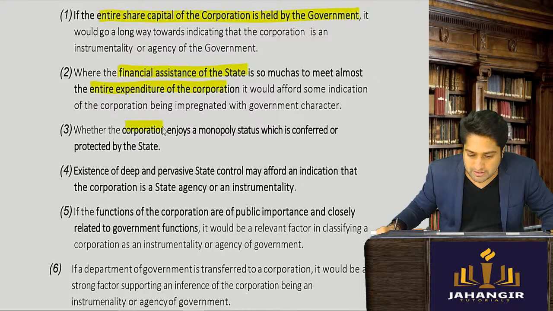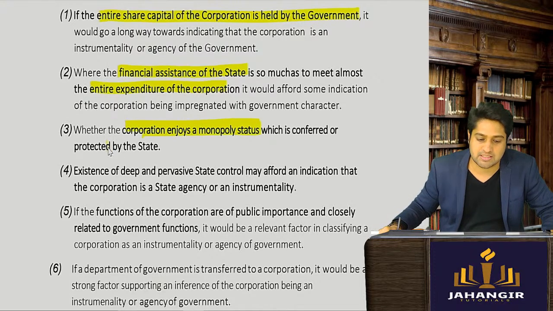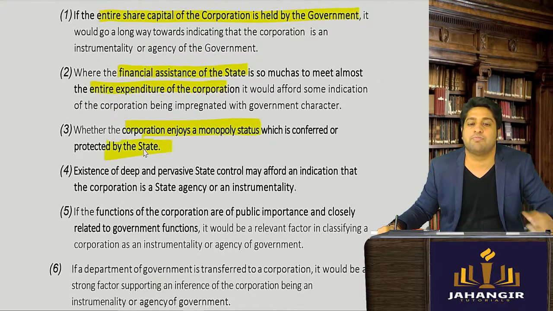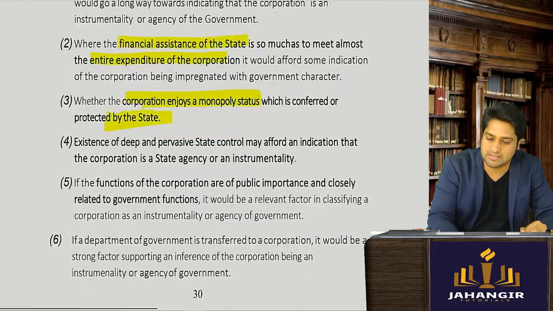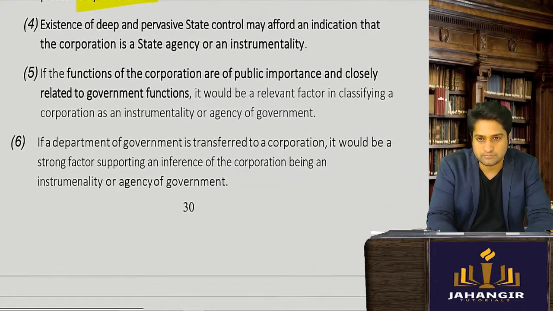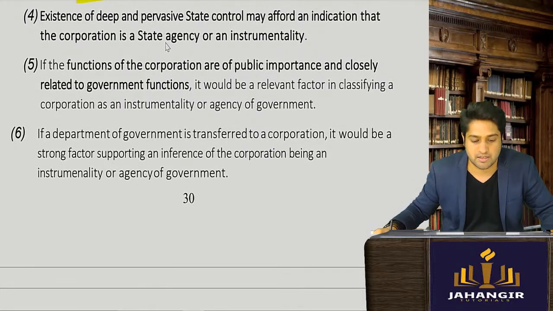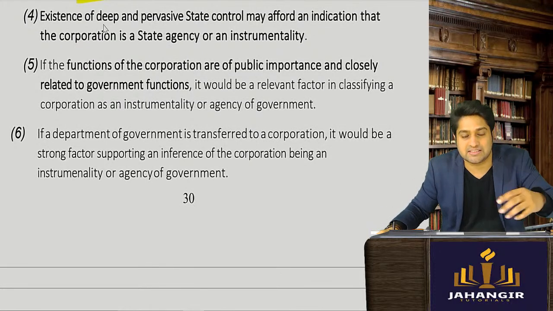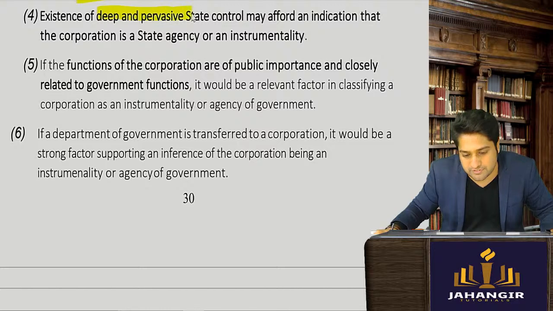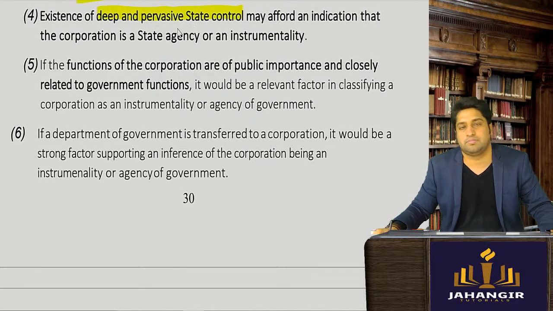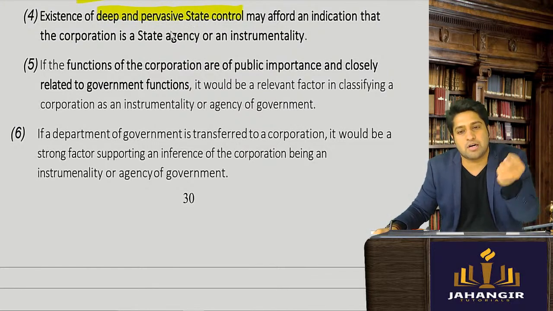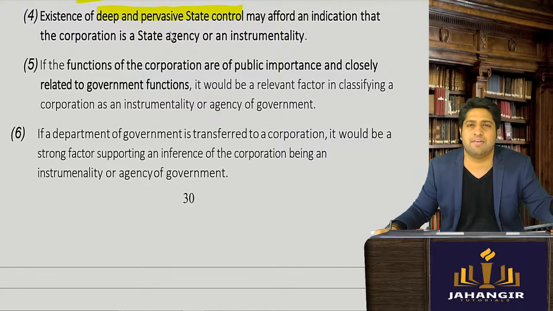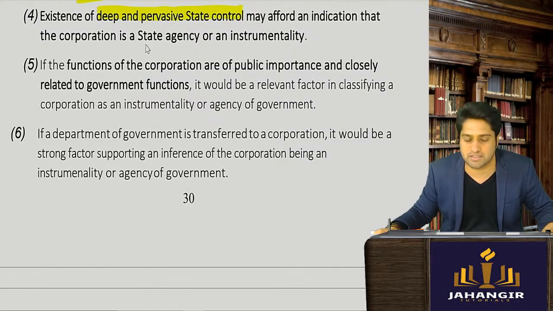Next is whether the corporation enjoys a monopoly status as conferred and protected by the state. So if monopoly status is given and protected by the state, then again it is the definition of state. Whether there is an existence of deep and pervasive state control. That means pervasive means deep. Control is there of the state government. Then we can say that it is the state only.